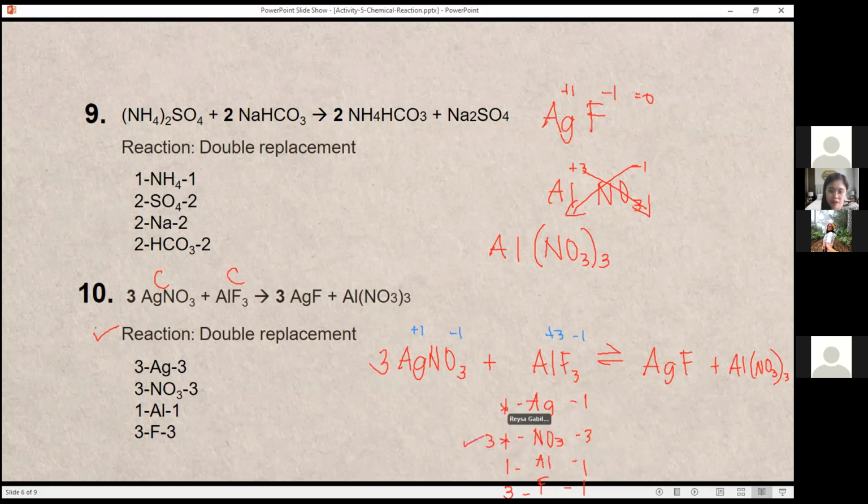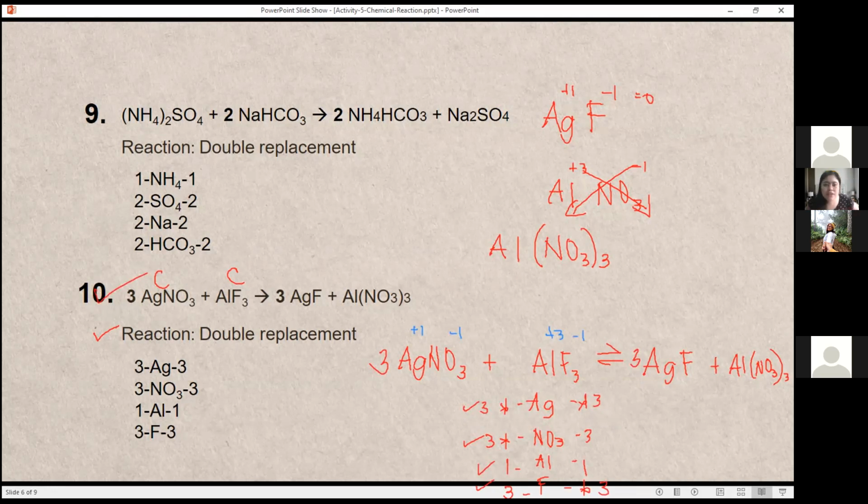But silver becomes 3 also. So I would like to place 3 here so that silver becomes 3. So this is now balanced. Kasama niya si fluorine. So fluorine becomes 3 also. So fluorine has been balanced. Aluminum is already balanced. So yes, this is also the correct answer for number 10.